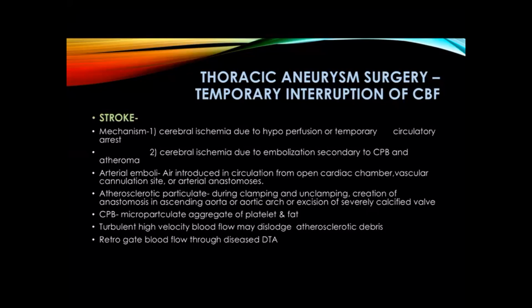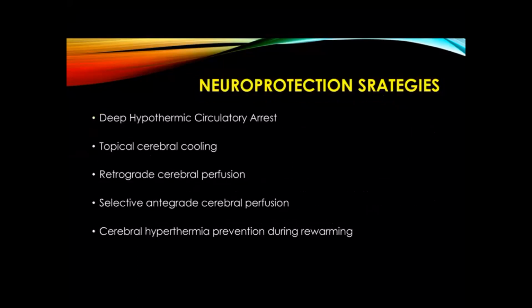And also there are some complications due to the CPB, particularly the microparticulate aggregate of platelet and fat. And the turbulent high velocity blood flow may dislodge atherosclerotic debris. And there could be a problem due to retrograde blood flow through the diseased DTA, distal thoracic aorta.